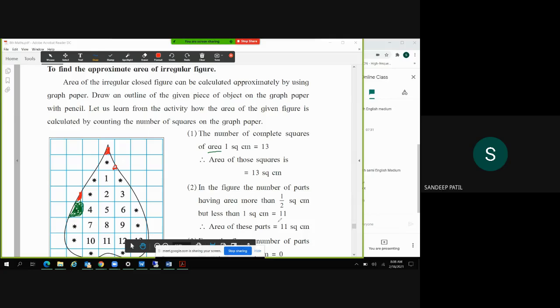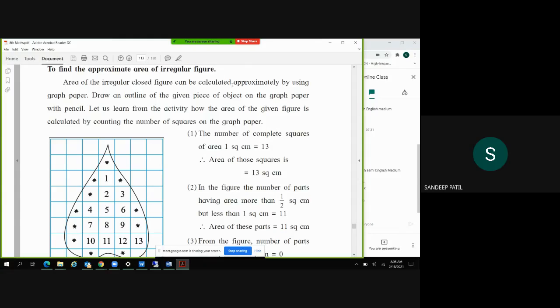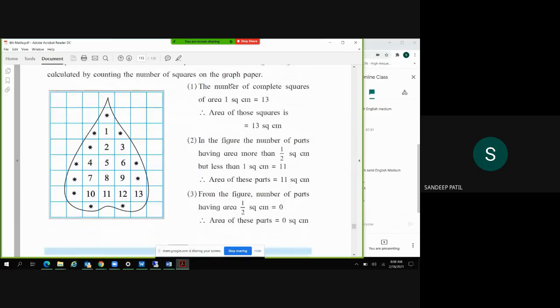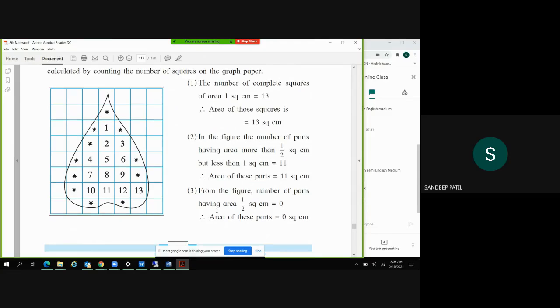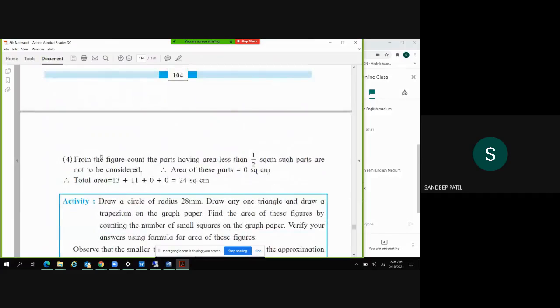So such squares are 11. Area of those parts is 11 square centimeter. Okay. From the figure, the number of parts having area equal to half square centimeter is equal to 0. Exactly half, there is none like that. So how do we calculate these? From the figure, we count; parts of half square centimeter are not to be considered.